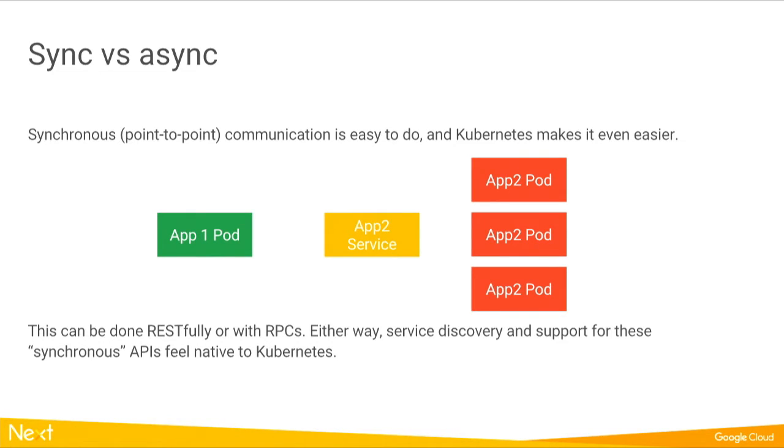So synchronous point-to-point communication is pretty easy to do. And I think Kubernetes really makes it easy to do more than just normal. If you have your app and it wants to talk to a service, it just makes a request to the service. And that automatically load balances to an available pod, and the pod gives it back. It doesn't go through the service, it goes directly to the pod. But it's pretty easy, right? I don't have to worry about how many pods I have or anything. I just hit the service and we're good to go. This can be done with the REST API. It can be with gRPC or any sort of RPC framework. Either way, service discovery is basically free, right? And it feels native to Kubernetes.